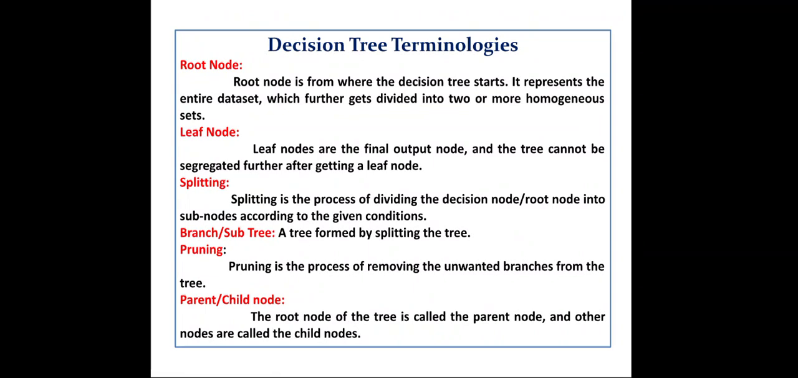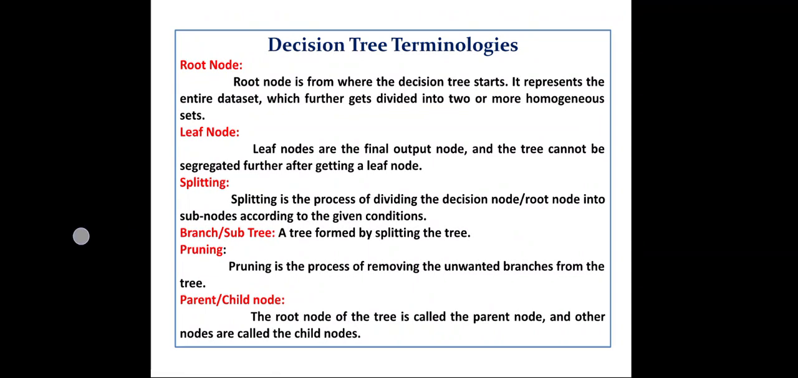After defining the decision tree structure, sometimes we need to remove some unwanted branches. Okay, we will see in our next classes what this pruning is. Clearly we will see. Then finally parent child nodes. The nodes which have child nodes are known as parent nodes. The nodes which have parent nodes are known as child nodes.